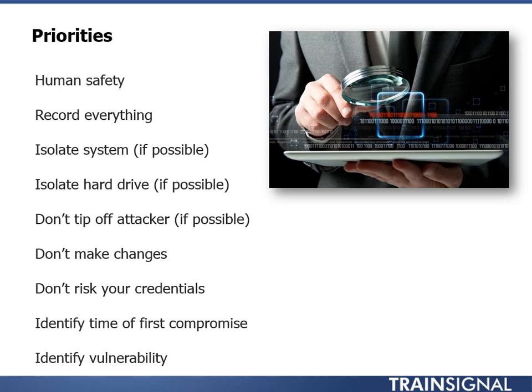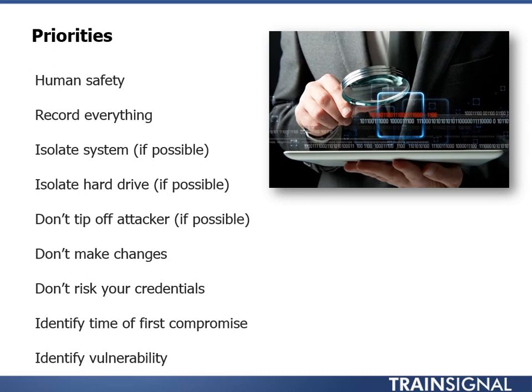After human safety, your next priority is to record everything. I was talking about this already, but it's really important for forensics and evidence that you capture every little bit of detail that you can. You can't have too much information. It's easier to skim over it later and disregard stuff or remove it from the summary of the record than it is to go back and capture detail that you're unsure about.